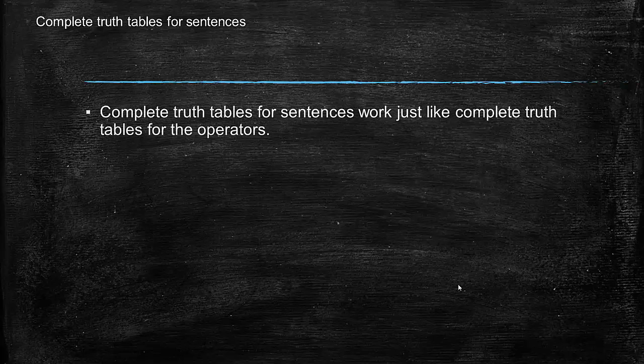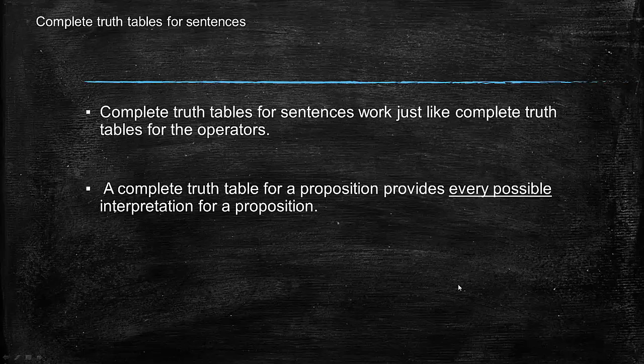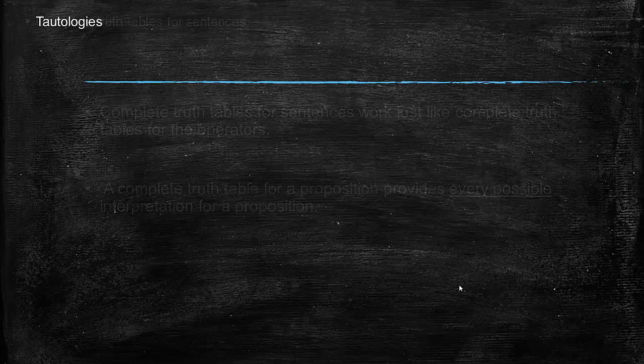All right, so complete truth tables for sentences work just like complete truth tables for the operators. A complete truth table for a proposition, I often use the word proposition and sentence interchangeably, you'll have noticed. So a complete truth table for a proposition provides every possible interpretation for that proposition.